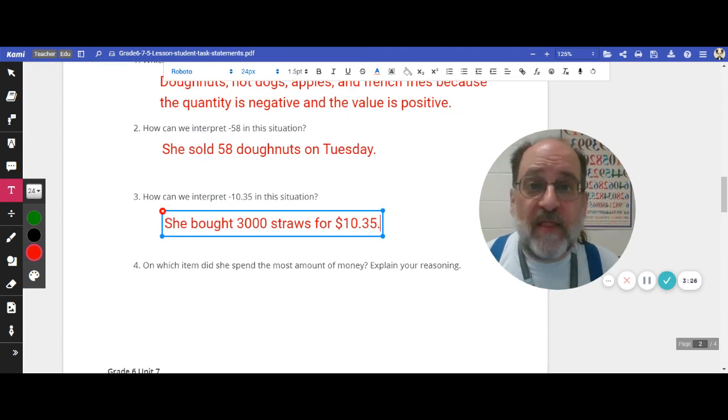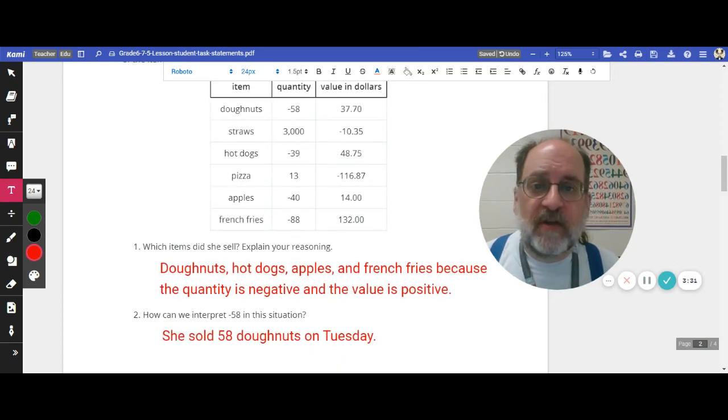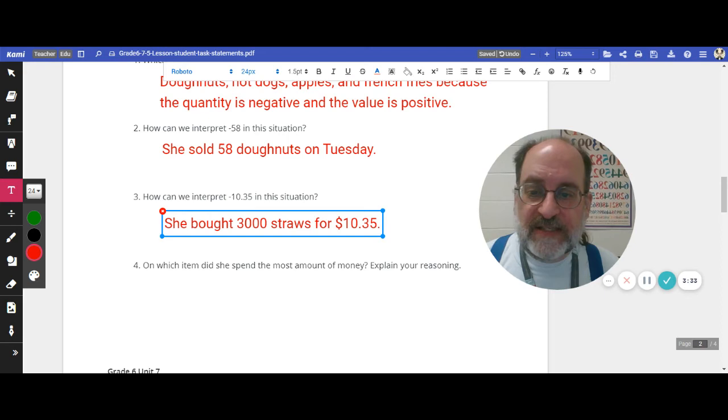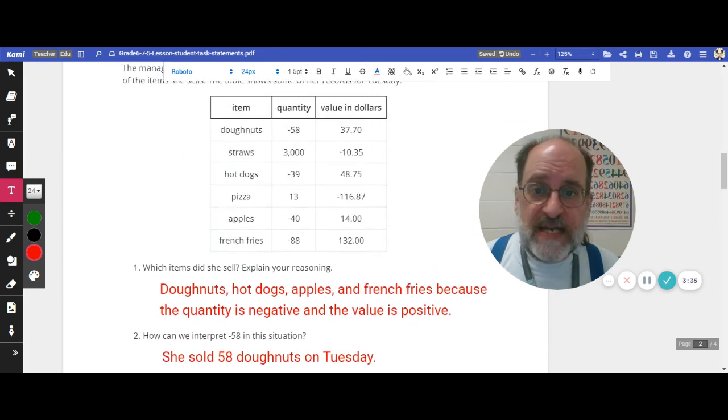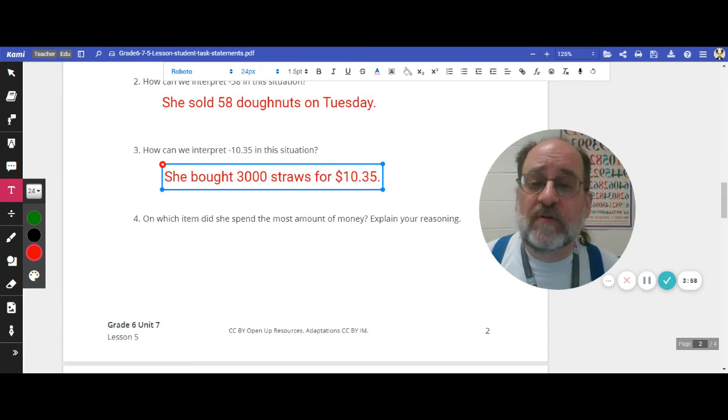On which item did she spend the most amount of money? Well, looking at this, first off, we have to talk about spending. So that's going to be negative. So we look at this and we want to see the most negative number. So I'm not looking at the 132 because that's what she sold something for, and she got money. I'm looking for the most negative number here. And that is pizza. So that's $116.87. That's negative.